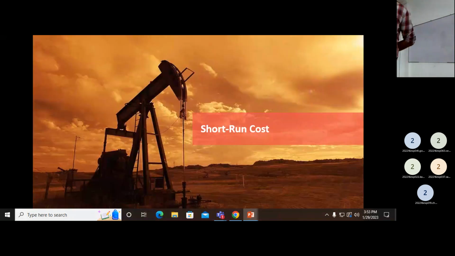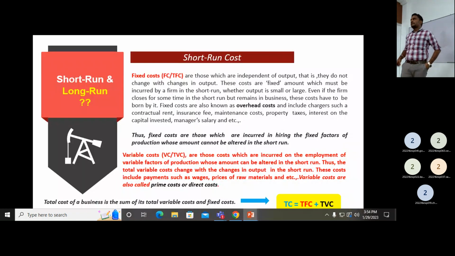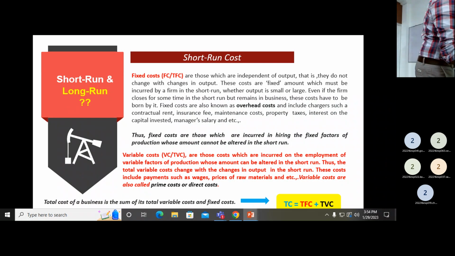Now, what do you mean by cost of production? In a very simple way, it is the cost that you incur to produce a particular product. That is what we know as cost of production. Now, first we are discussing the short run cost. We have two types of cost in the short run. What are those? Fixed cost and variable cost.